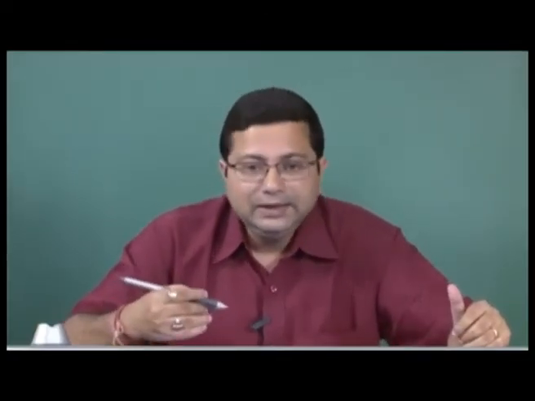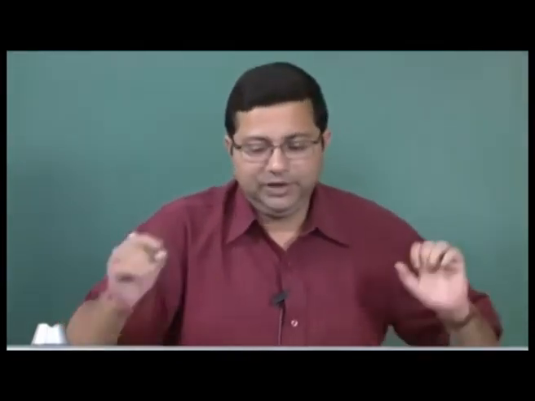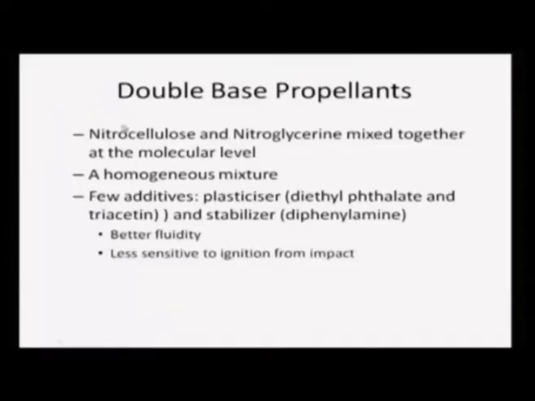Now, let us discuss each of them one at a time. Okay. So, first let us start with double base propellants. What are double base propellants? Typically, these are nitrocellulose and nitroglycerin mixed together at the molecular level. So, this is a mixture of these 2 propellants. One of them is the fuel, the other is the oxidizer. Okay. So, they are mixed at the molecular level. So, therefore, a homogeneous mixture of these 2 is created.